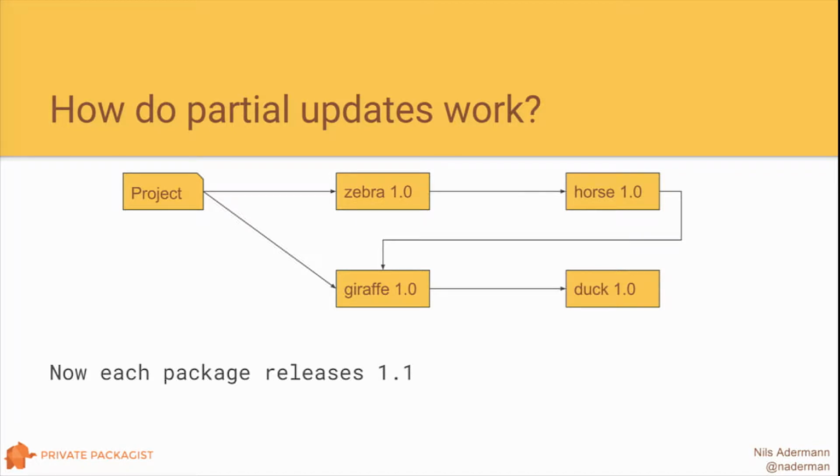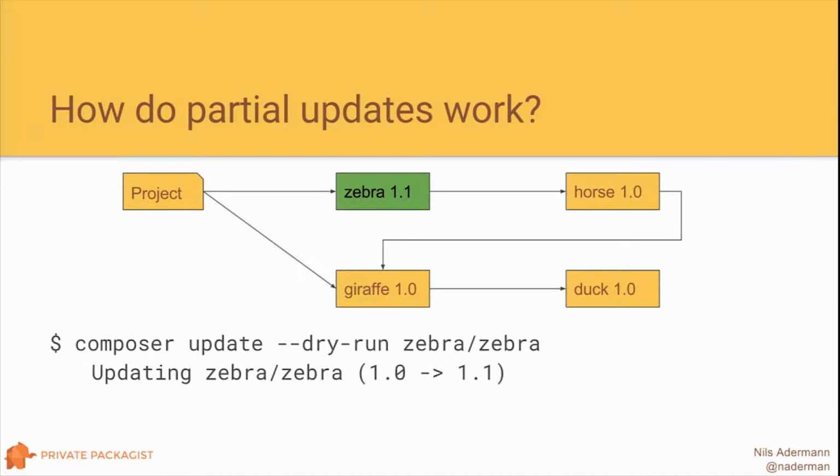And every one of them is now releasing a version 1.1. And we're looking at our project. Let's say this happened over the course of 2 weeks, and we're trying to update now and see what happens. So if I do a partial update of Zebra to 1.1, it will do exactly that. It'll update this one dependency.